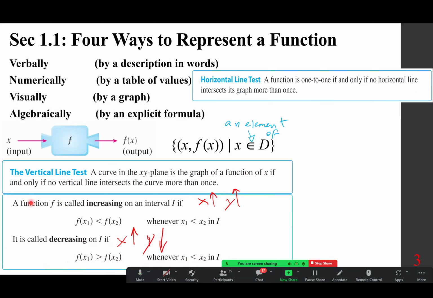Horizontal line test. A function is 1-to-1 if and only if no horizontal line intersects the graph more than once. In other words, in this case, not only x can't repeat, because in order to make it a function, x can't repeat, the y coordinate can't repeat either.